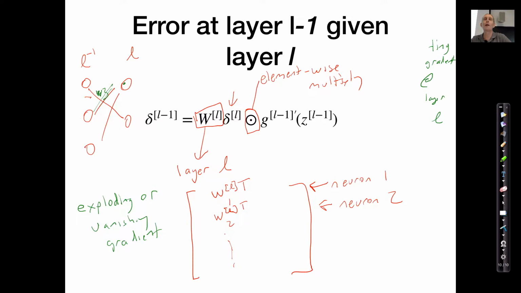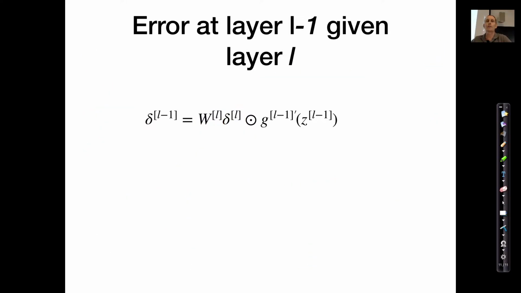So this problem of exploding and vanishing gradients was one of the things that had to be solved in order to successfully train deep networks. And we're going to look at normalization as a way to deal with that. All right, what else do we have?